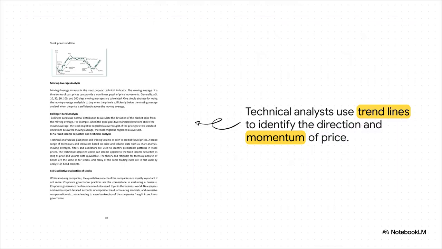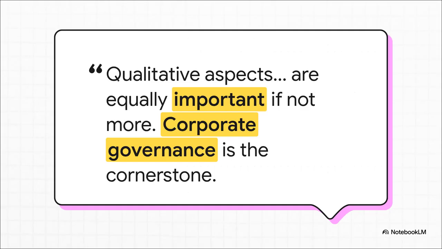And here's a perfect example of a tool a technical analyst uses. By simply drawing lines to connect the peaks and troughs of a stock's price, they try to spot a trend. Is it going up? Is it going down? Is the momentum strong? They use these visual patterns, along with things like trading volume, to make their predictions, usually for much shorter-term trades. And finally, we have to talk about the human element.